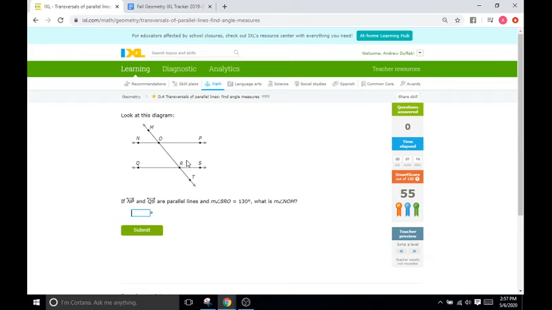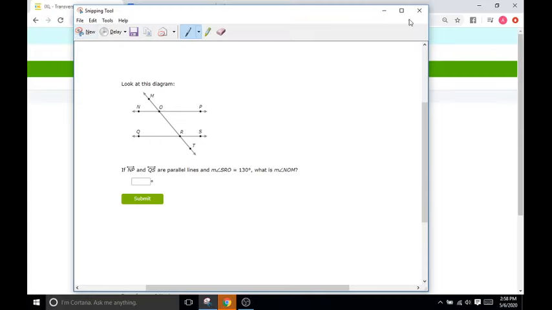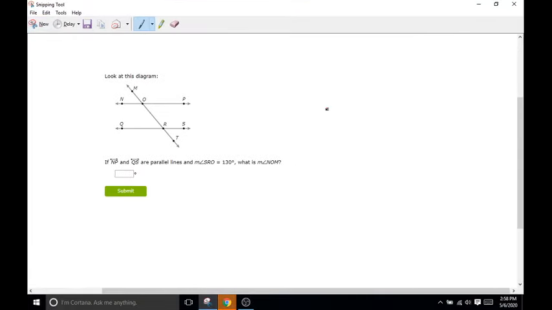SRO, and it wants us to find NOM. Okay, this is a good one. Finally, okay. So I'm hoping this one will be a little bit more difficult. Okay, and it says that the measure for angle RSO, this one right here, is 130 degrees. And it wants us to find the measure for NOM, like that one.